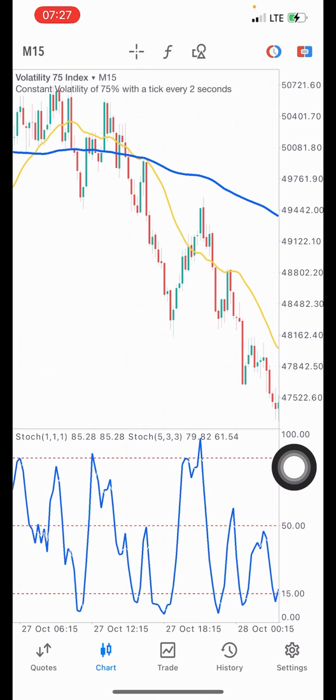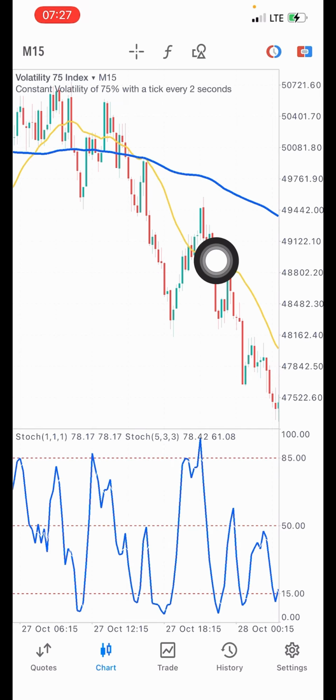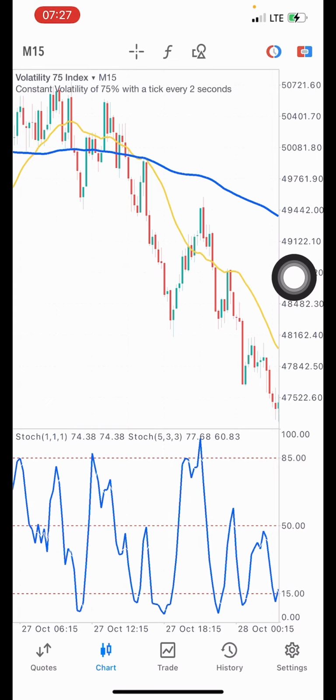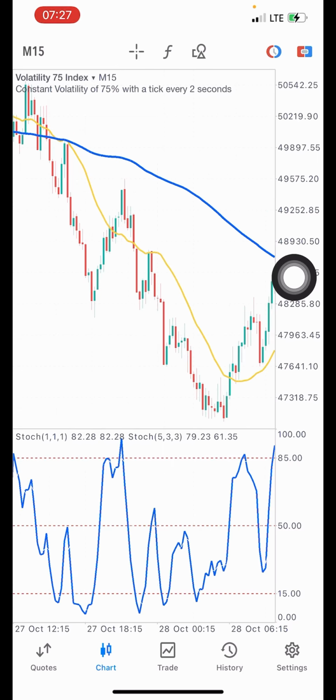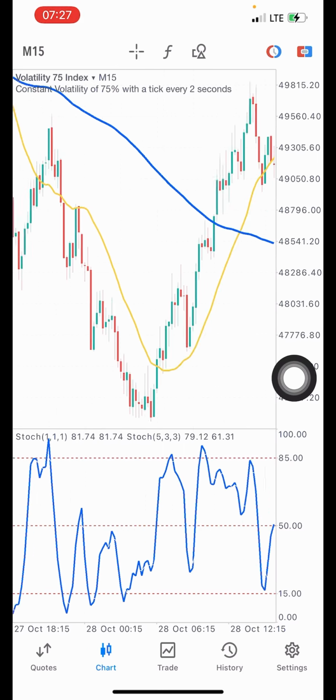So whenever you see that this yellow line is below the blue moving average and then this indicator here gets to the overbought level, immediately you get this confirmation on the indicator window, you go in quickly for a sell. That's how it works. Now you can see that's the sell example for this one.